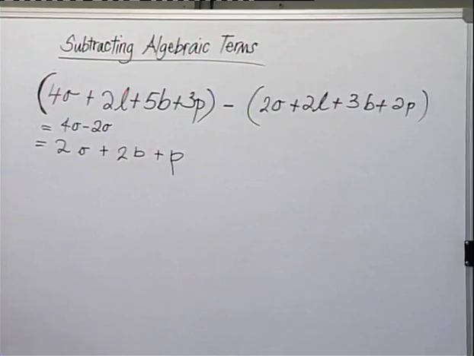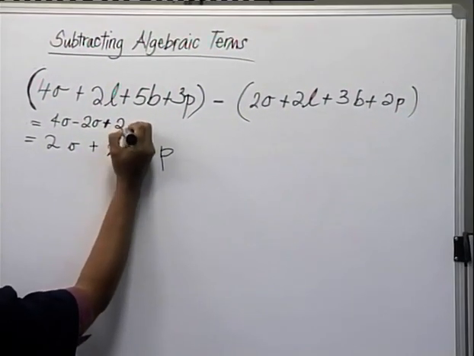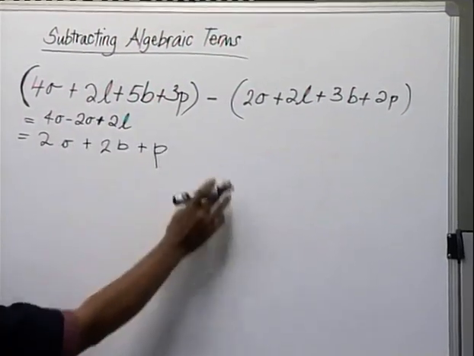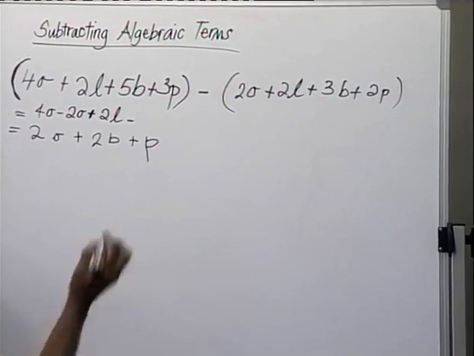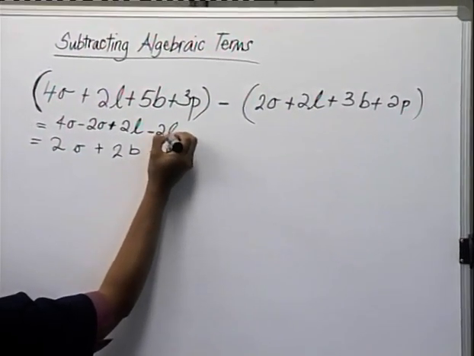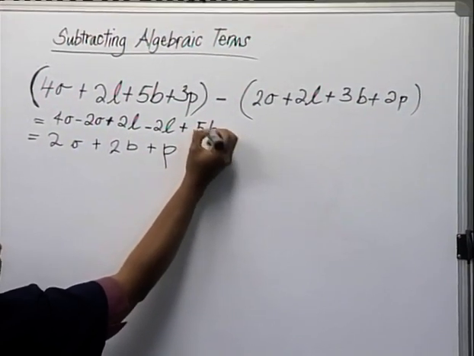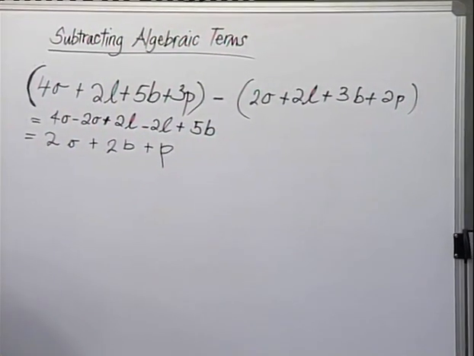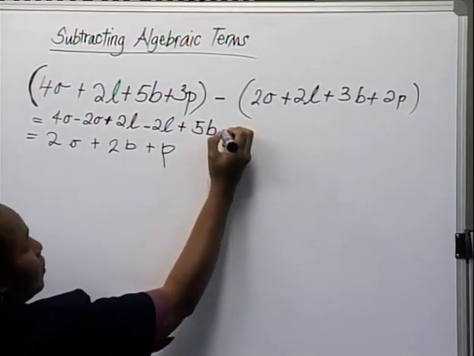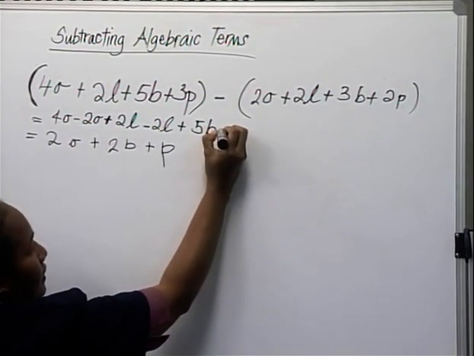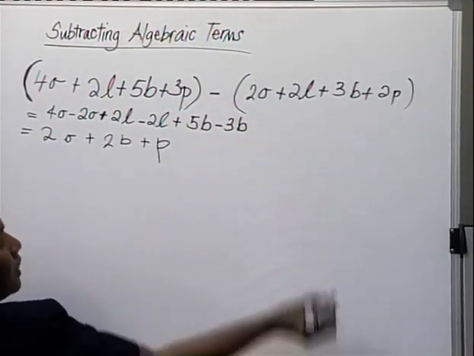Okay. Then, remember, I have 2 lemons here. Take away, how many lemons on that side came out? 2 lemons came out. 5 bananas before, and I asked 3 bananas to come out. Is that right? So what should I put here? Subtract 3 bananas, or minus 3 bananas.